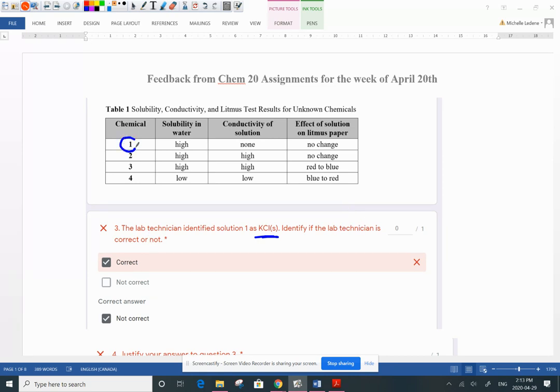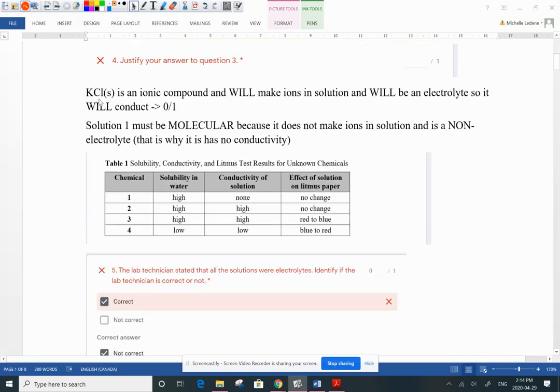So you go up and you look here. Here is chemical number 1, but wait a minute, it says it's not conductive. Well, how can that be? This is an ionic compound, and ionic compounds make ions in solution, so it would be conductive. That doesn't fit with our knowledge about ionic compounds. So your answer had to talk about the fact that when you have an ionic compound, it is going to make ions in solution. So it will be an electrolyte, it will conduct. And that's why this student didn't get marks.